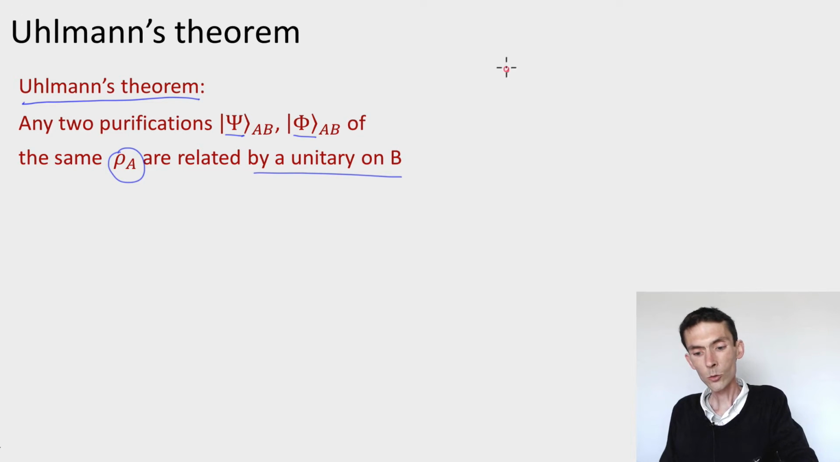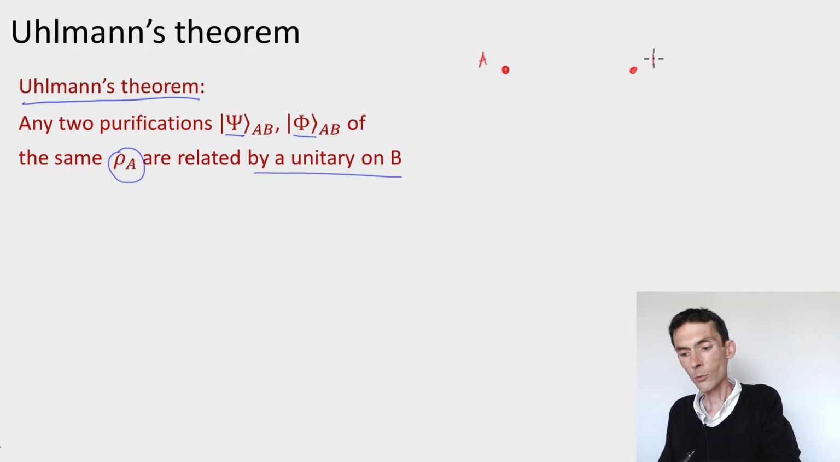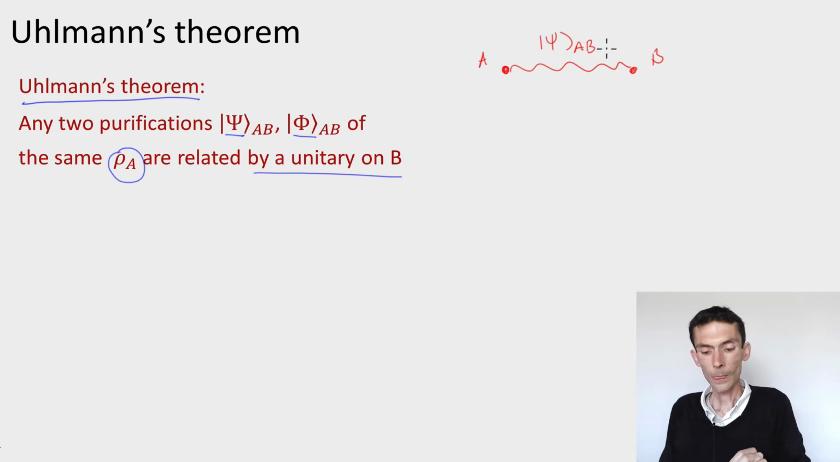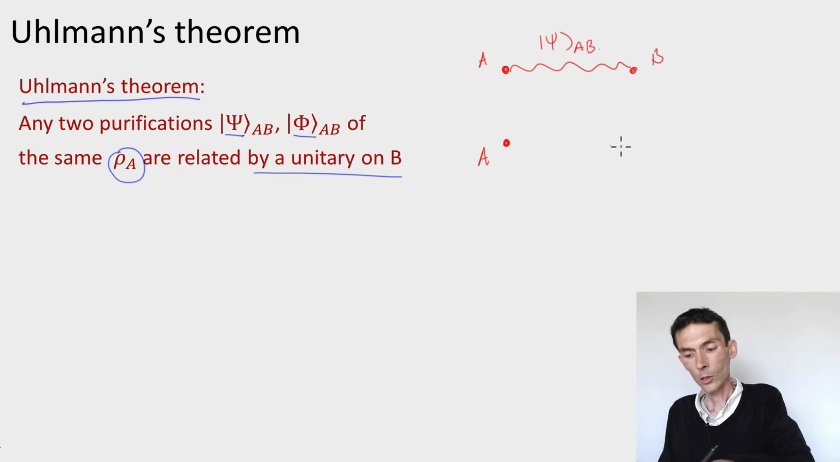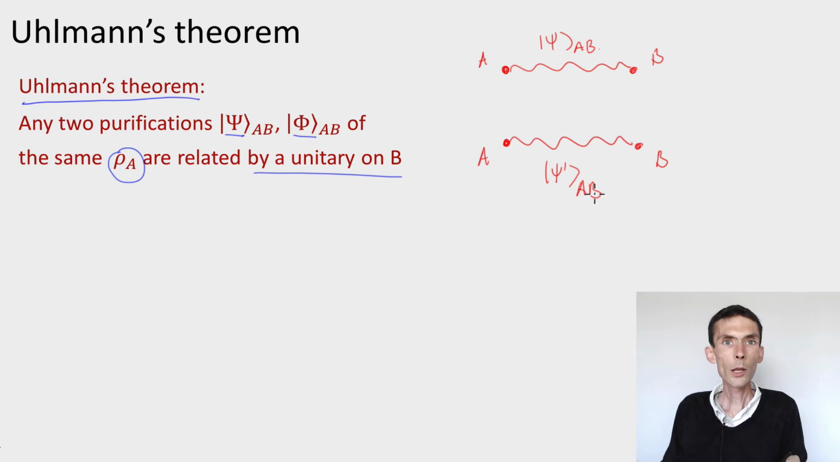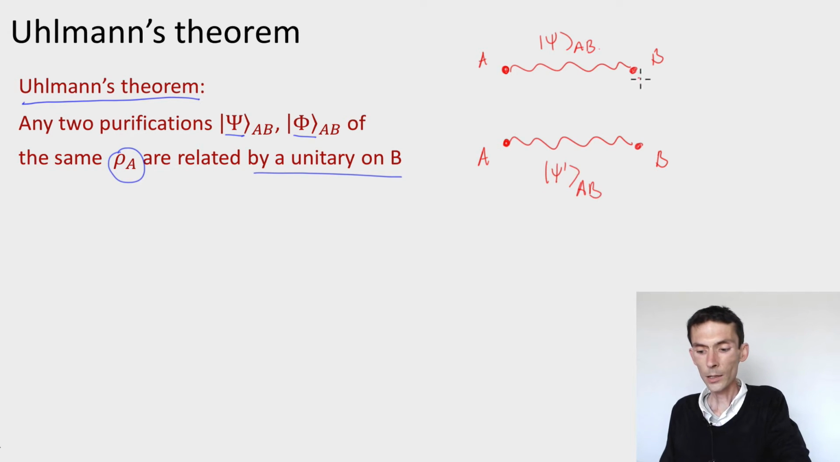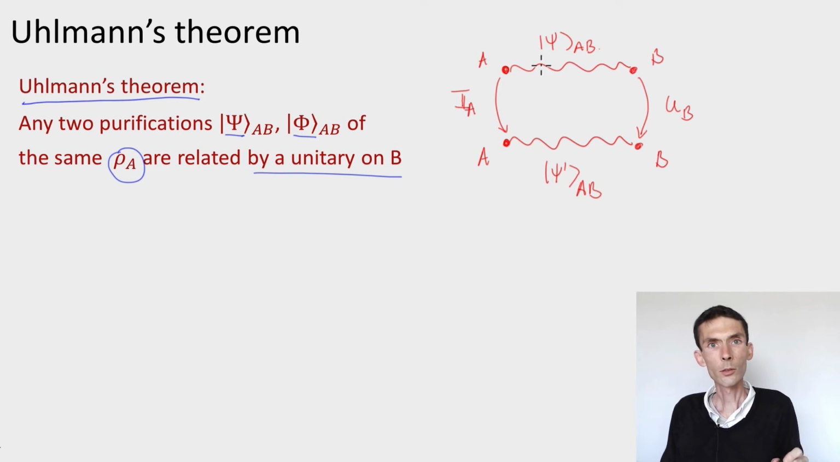Suppose that we have these two states, and I can draw them like this. I have a system A, I have a system B, and a state psi AB that maybe is entangled between A and B. And now I have a copy of system A, copy of system B, and another state, psi prime AB. And the question is, when is it the case that you can apply a unitary on the B system only, act by the identity on A, in a way that maps the state to the other?